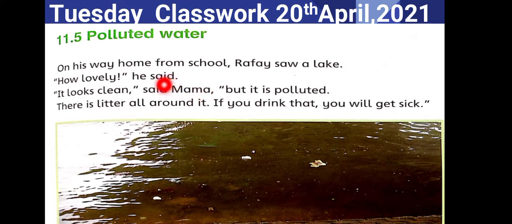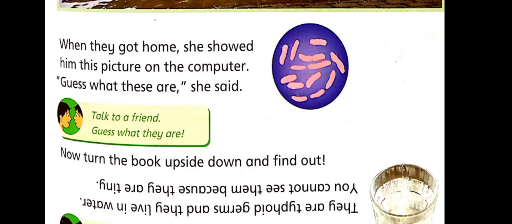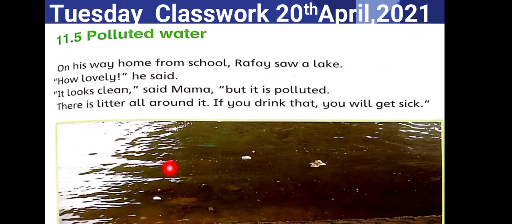Here we are reading about Rafe, who is liking a lake. When he was coming back from school, he saw that lake and he liked it. But his mother told him that the water of the lake looks very clean, but actually it is polluted because the lake is surrounded by litter. If you drink the water from the lake, you will get sick. And here you can see the picture of the lake and its water. You can also see that there is some litter and some wrappers in the water.